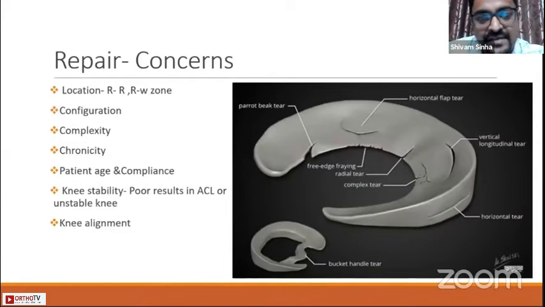The repair concerns: whenever we are taking a tear for repair, certain points are always researched and taken care of. What is the location of the tear in terms of red or red-white zone? What is the configuration and anatomy of the tear, whether it is a horizontal tear, a complex tear, or a parallel beak, all depending upon the type of fibers disrupted and the extent involved? What is the complexity of the repair, how old is the tear, and an important factor is the patient's age and compliance. Another thing we usually see is knee stability and knee alignment. So these are the concerns when one is contemplating a repair.